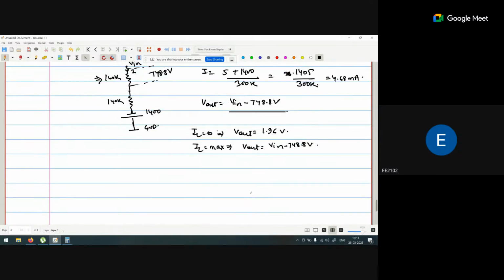So what is the output voltage? So del V out is equal to V out when IL is equal to max minus V out when IL is equal to max. So this particular del V out is nothing but the load.